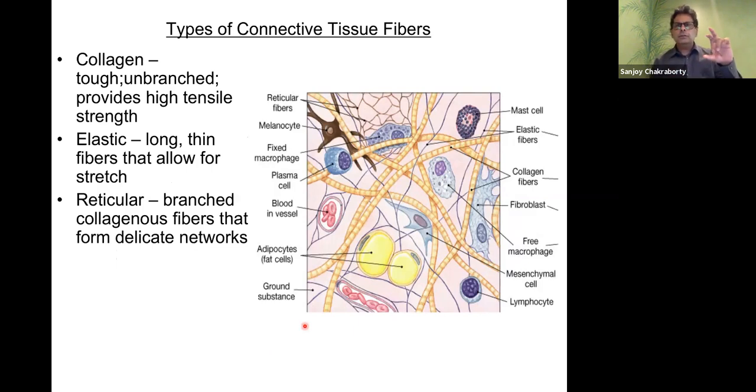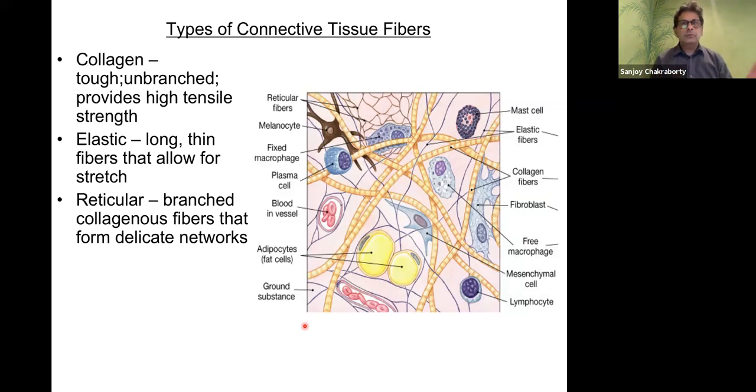So collagen and reticular fibers, one is unbranched, which is collagen, and reticular is branched. And that makes a big difference, because collagen is a very tough unbranched fiber. They provide a lot of strength. Like a collagen fiber with equal thickness is actually stronger than steel. They make tendons and ligaments.